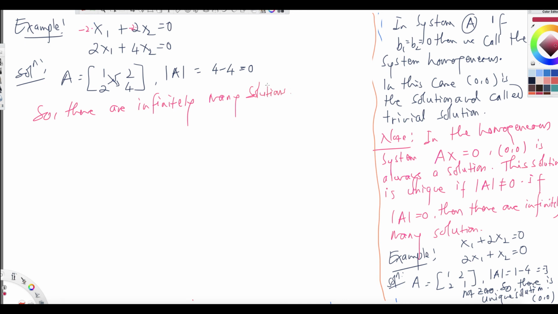All right, so the next thing that I want to do is, what do we mean by eigenvalue? Okay, so I want to basically define eigenvalue and eigenvector of a square matrix.